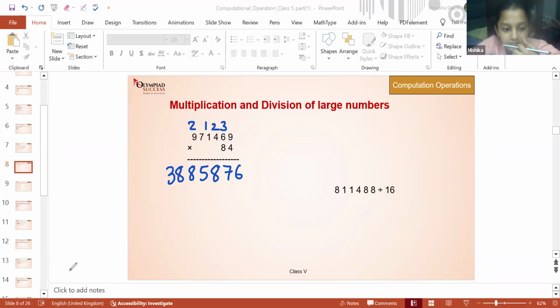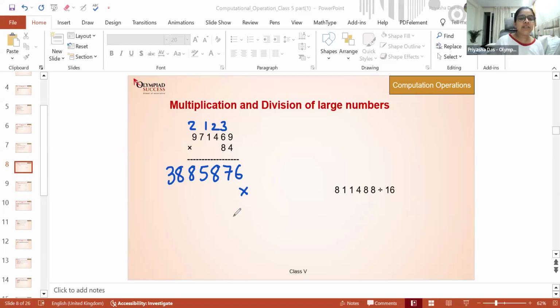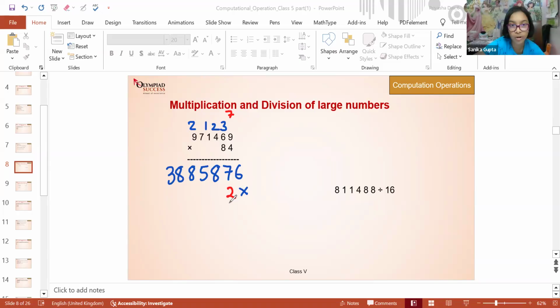38. Everyone till here, please nod your head. The first line is okay. Okay, I'll put a cross. Samriddhi Srivastav, 8 times 9. 72. 2 here, 7 here. Thank you. Sanika, next one. 8 times 6. 48. 48 plus 7. 55. 5 here, 5 here.